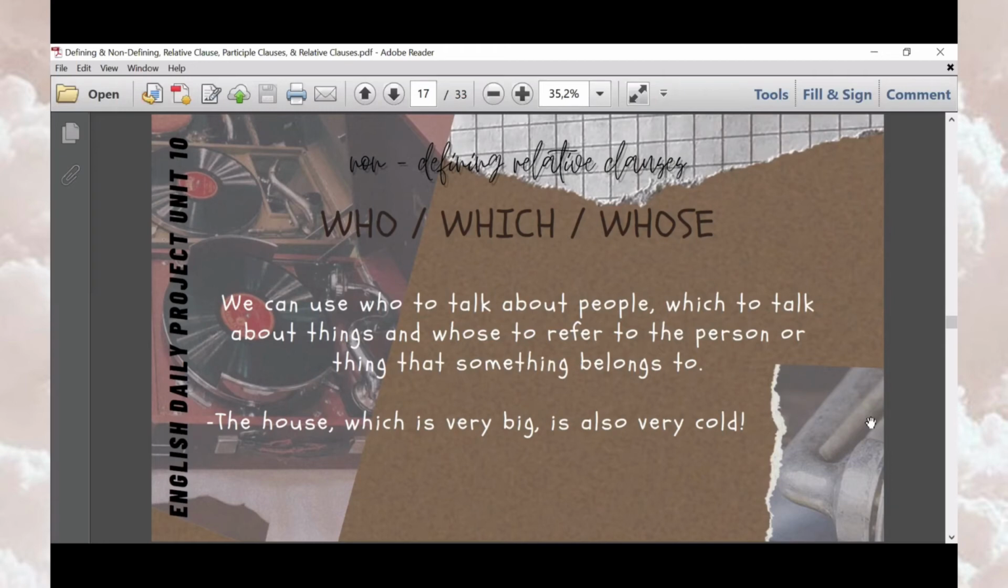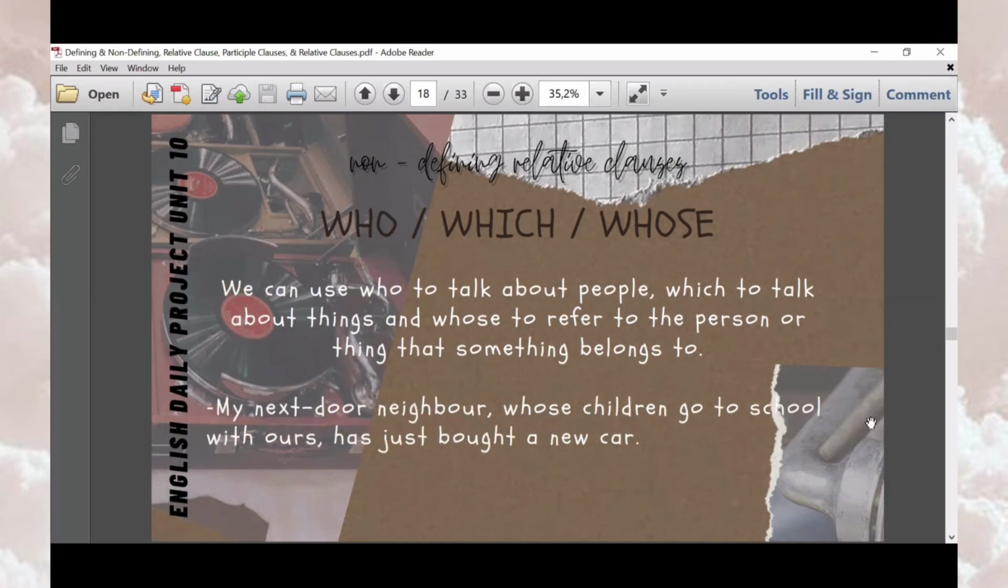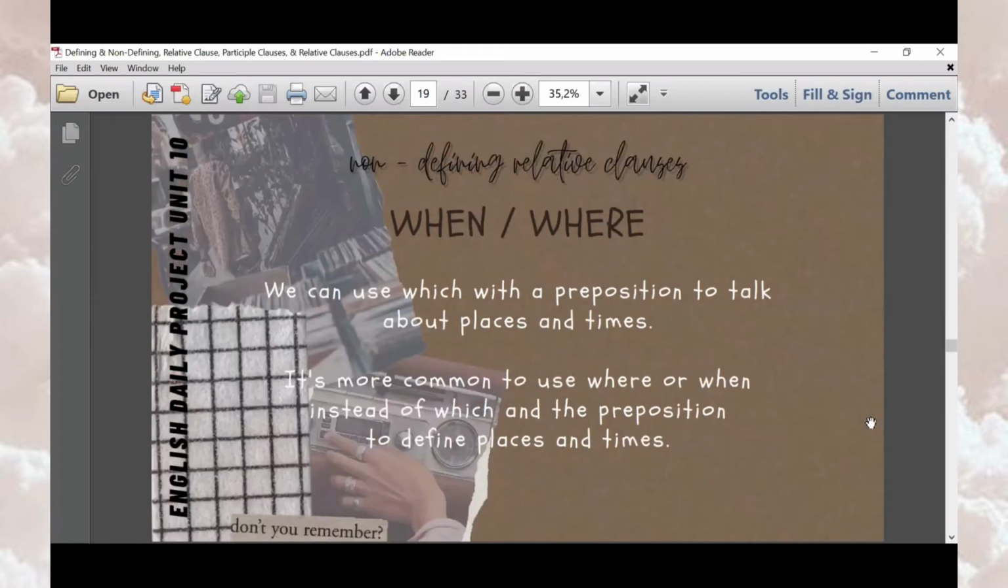It begins with two sentences: the house, which is very big, and the house is very cold. To make the sentence concise, it becomes: the house, which is very big, is also very cold. The third one is: my next door neighbor, whose children go to school with ours, has just bought a new car.